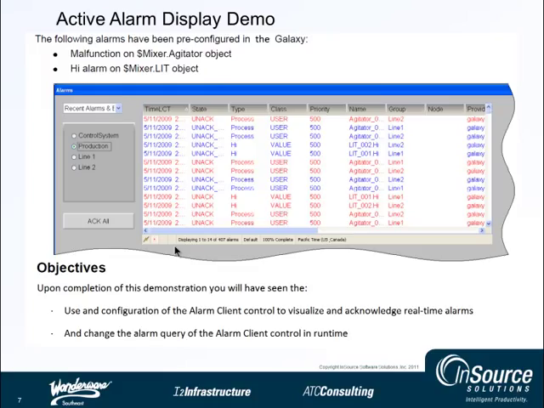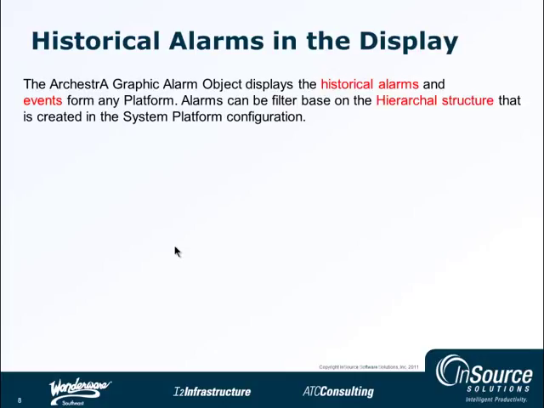Upon completion of the demonstration, you will have seen the use and configuration of the alarm client control to visualize and acknowledge the real alarms, and change the alarm query for the alarm client in runtime. As I mentioned previously, we can also use this to see historical alarms as well. And what that means is we query those alarms from the database.